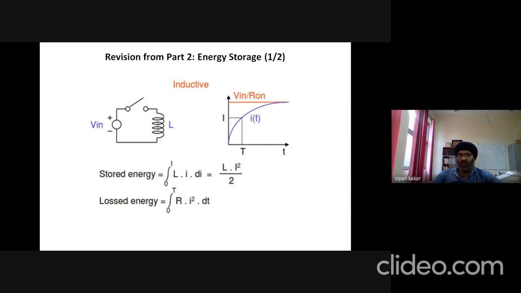So now the inductor starts to store energy, which is equal to Li di by dt, because we are integrating. This energy is equal to the inductance value multiplied by the current flowing through the inductor. And how large is the inductor? This is shown by the value L. Then we keep integrating with small deltas of current from 0 to the maximum value of current I, which comes out to be Li square by 2.